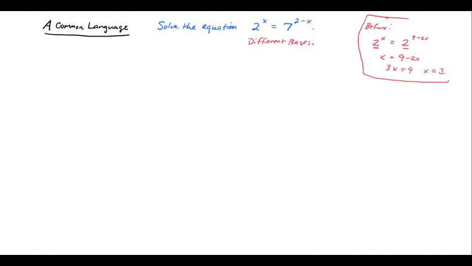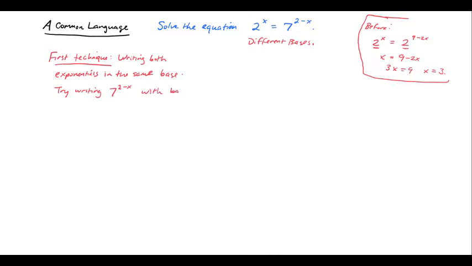The first technique I'm going to talk about is writing both exponentials in the same base. So in other words, pick a common base or a common language for the two exponentials, and then get both exponentials into that base. So for this example, why don't we try writing 7 to the 2 minus x with base 2 instead.